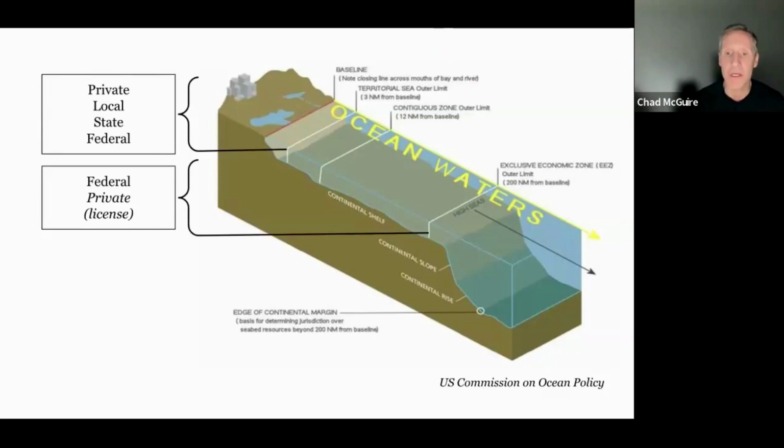But at the federal level, generally just into the 200 nautical miles, you have a lot fewer actors. You usually have the federal actors, and then you'll have some private interests. And the private interests usually are how we're licensing those federal resources: commercial fishing, oil and gas exploration, wind, that sort of offshore wind, right?